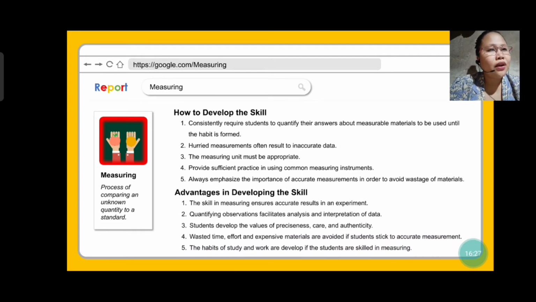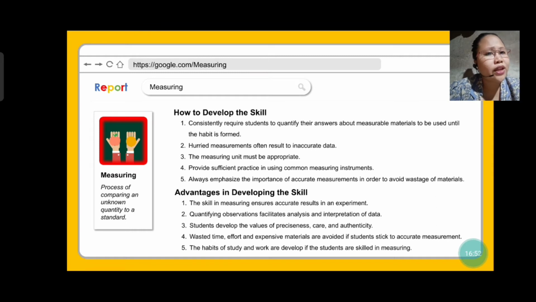So now, we go on to the advantages in developing the skill of measuring. So first is that skill in measuring ensures accurate results in an experiment. Of course, since kung accurate ang imuhang measurement, ang accurate ang imuhang object nga gitimbang, so ma-ensure nato nga accurate ang ihang results sa atong experiments.